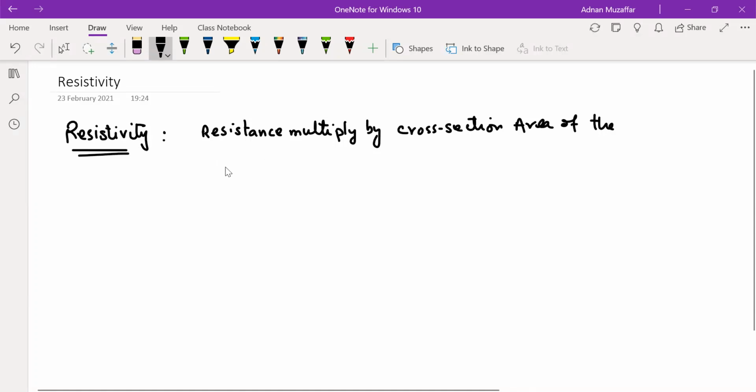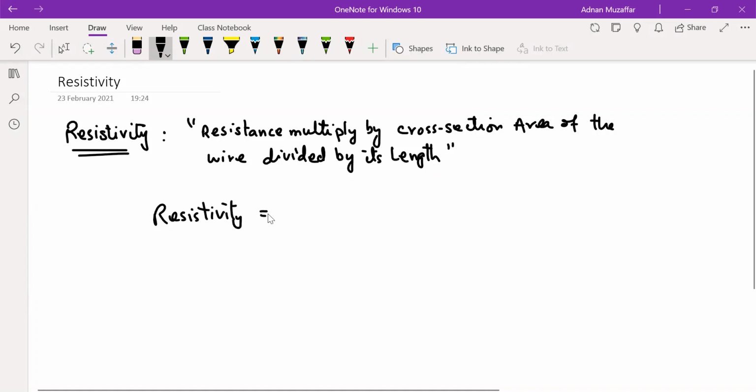Resistance multiplied by the cross-section area of the wire and divided by its length. That can be the definition of resistivity. So it means I can say that mathematically, resistivity is equal to resistance multiplied by cross-section area divided by length.